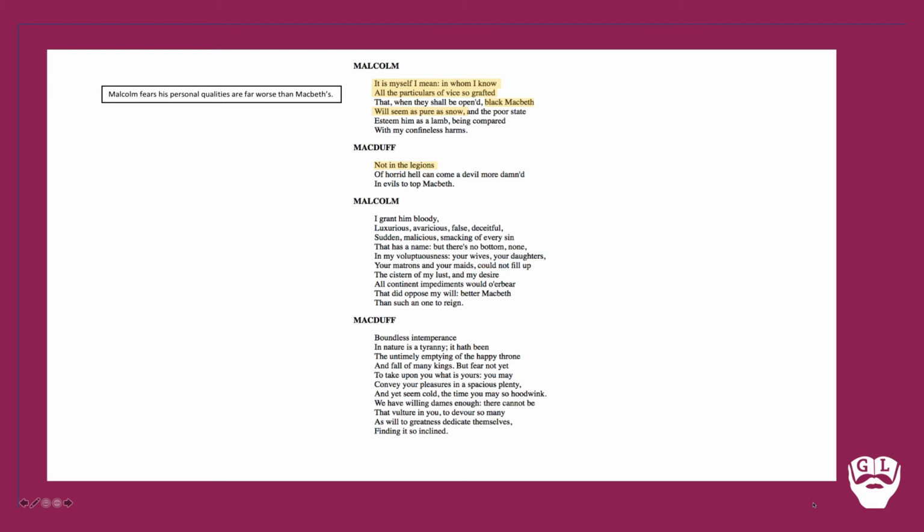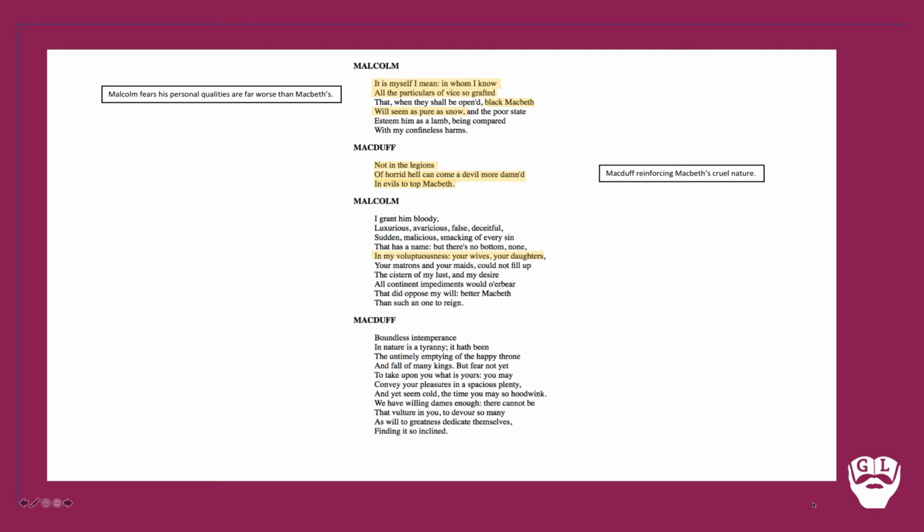But Macduff is quick to say to him, "Not in the legions of horrid hell can come a devil more damned in evils to top Macbeth." Brilliant quote there about Macbeth and how bad he's become, how awful a ruler, a despot, a tyrant he has become to Scotland. Macduff is keen to realise here to Malcolm that he surely can't be as bad as Macbeth is. Malcolm then says, "However, one of his greatest vices is his voluptuousness."